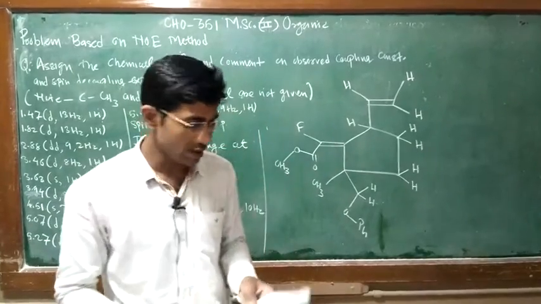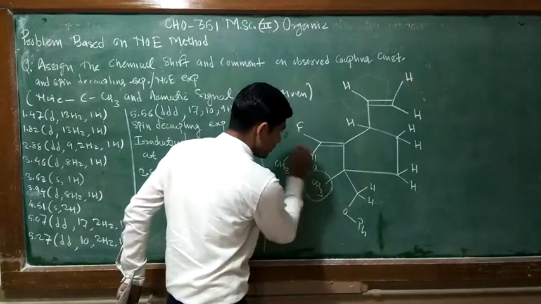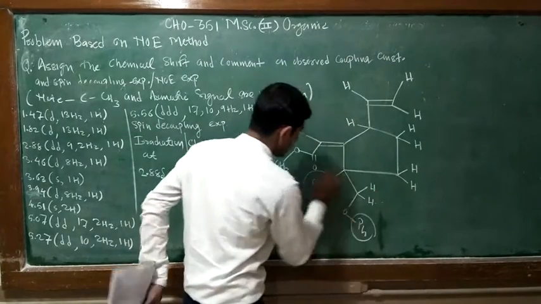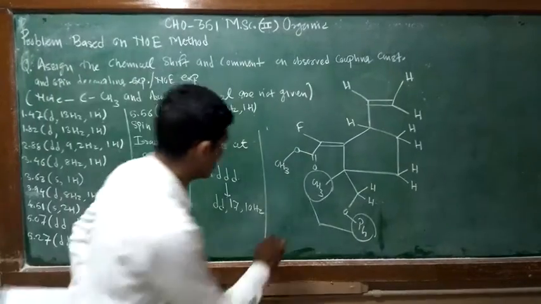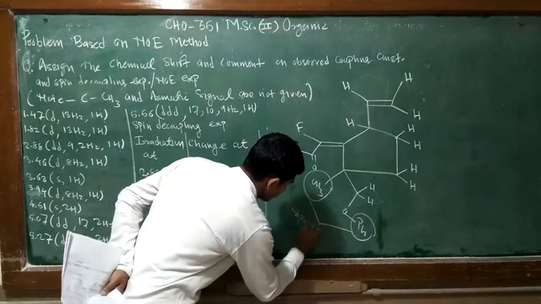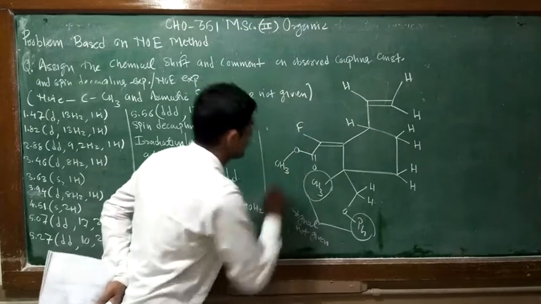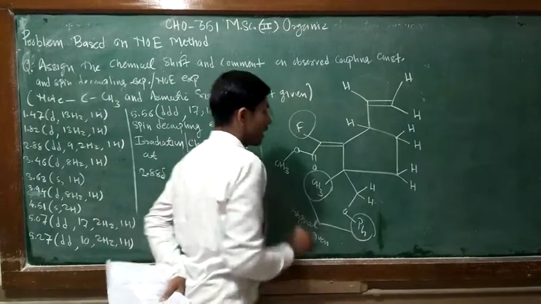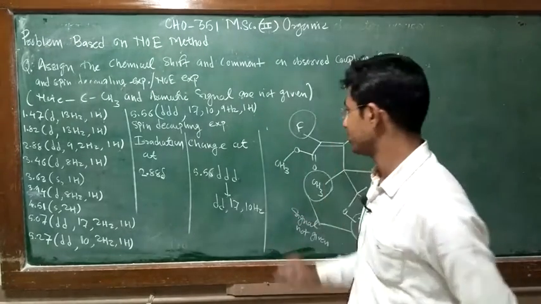So firstly, for this methyl and for this aromatic proton, the signal is not given. Also fluorine is NMR active, but for this also the signal is not given. Only for protons is the signal given here.